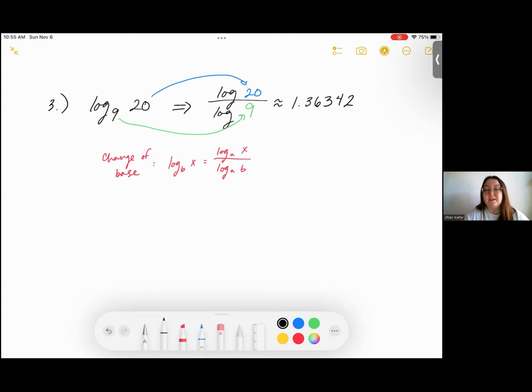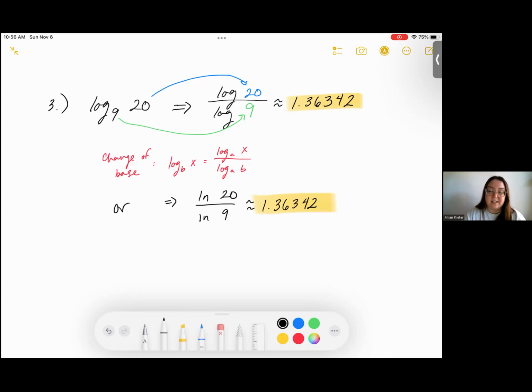And like we showed on the calculator, it does not have to be the common logarithm. It could be the natural logarithm as well. So this would be the same thing as the natural log of 20 divided by the natural log of 9, which comes out to the same answer, 1.36342. So either one you pick, common or natural logarithm, it will work out the exact same way when you use the change of base formula.